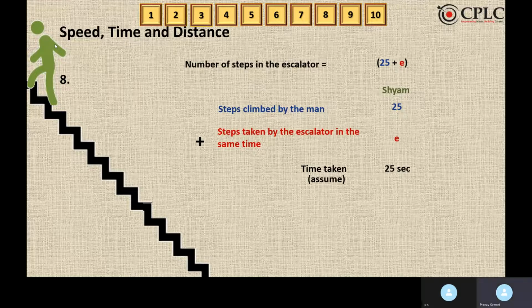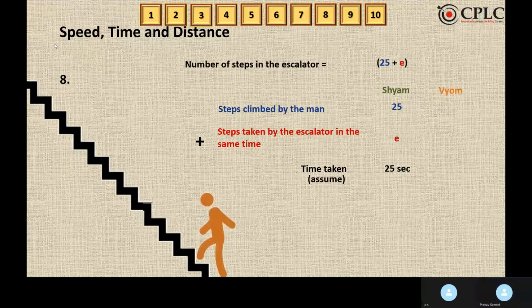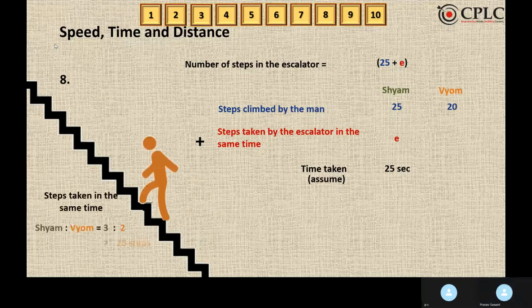Time taken, let us assume it as 25 seconds. At the same time, Vyom takes 20 steps. We don't know the steps of the escalator, but if we have this, we can definitely apply the ratio. So the ratio of Shyam to Vyom is 3 is to 2. Why 3 is to 2? Because these are the steps taken in the same time. Hence it's 3 is to 2.